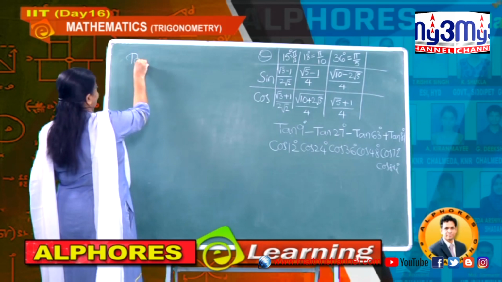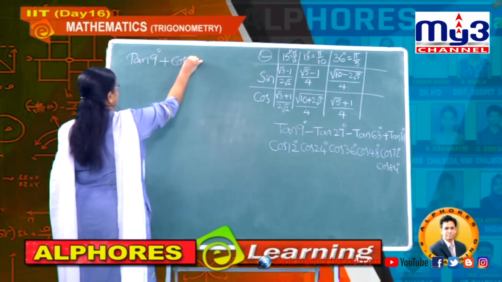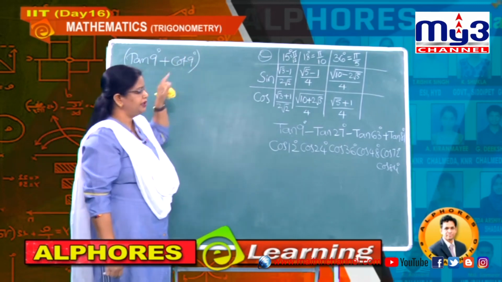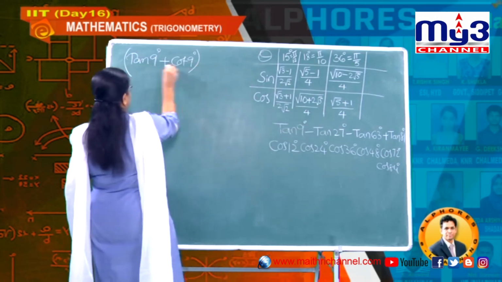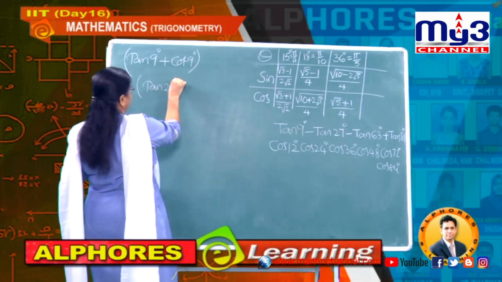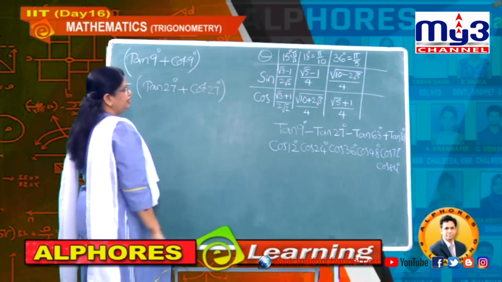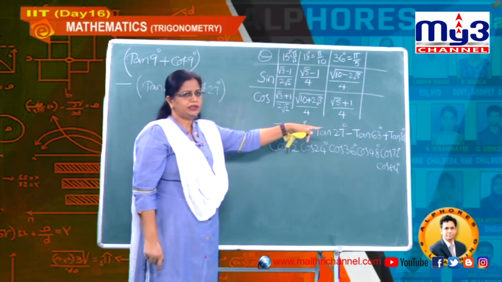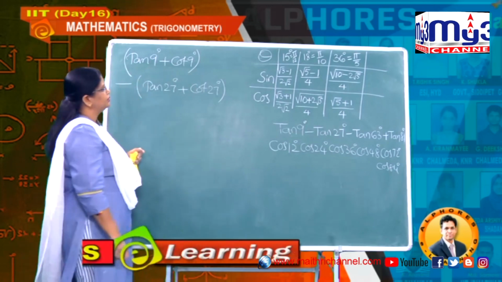So tan 9 degrees, and plus the other one you can write as cot 9 degrees, and this cot 9 is nothing but tan 81 degrees. And from these two you are taking minus common. So minus, if I take common, it is tan 27 and plus the other value is cot 27. Now we substituted the complementary values, first the 9 and the last value, and the middle two values, and we have taken minus common.